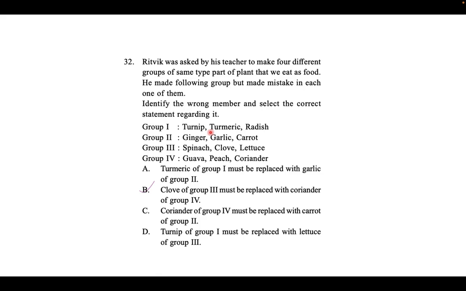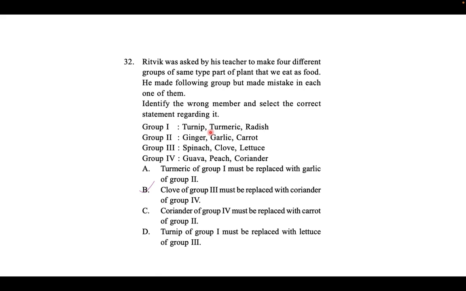In the given group 1, turnip and radish are modified roots, whereas turmeric is a modified stem. In group 2, ginger and garlic are modified stems, but carrot is a modified root. In group 3, spinach and lettuce are leaves, whereas clove is a bud. In group 4, guava and peach are fruits, while coriander is a leaf.